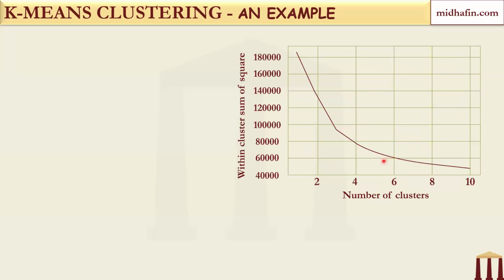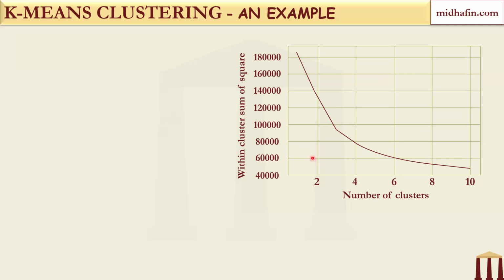So the important question is, was choosing two clusters the correct call? Because I told you we randomly chose two clusters. Was it the right call? Why not three clusters? Why not four clusters? Why not 10 clusters? Okay, that's where the elbow method comes in.